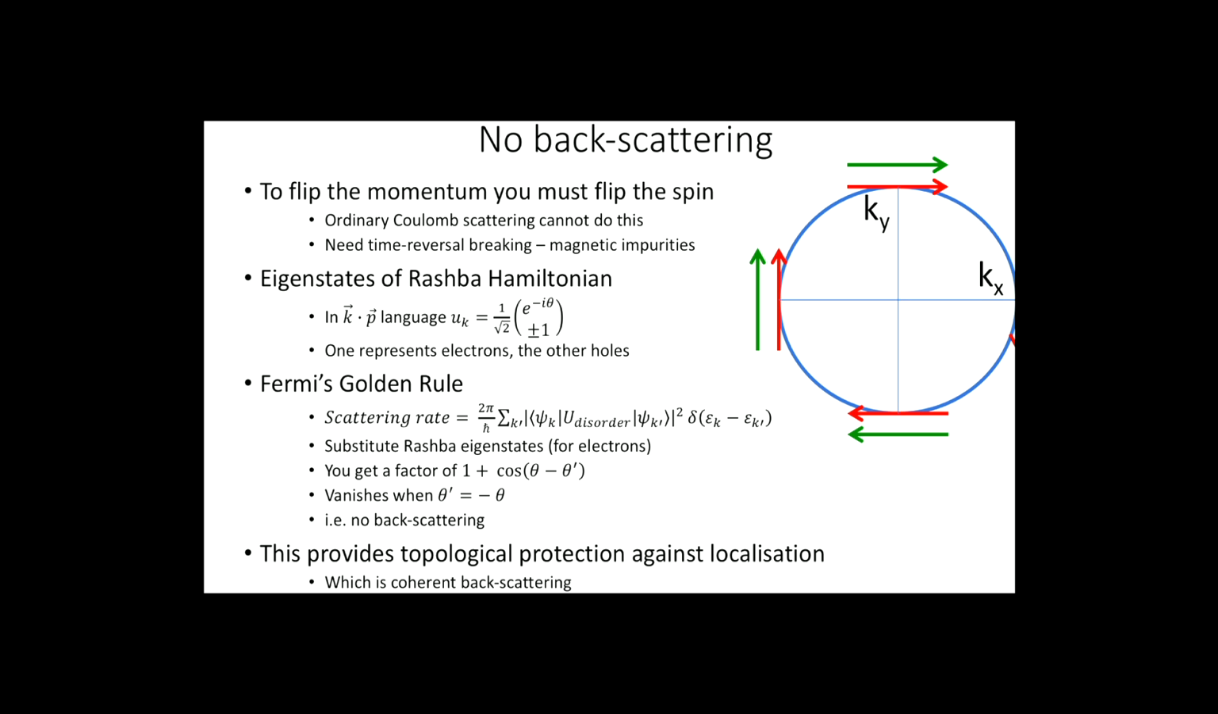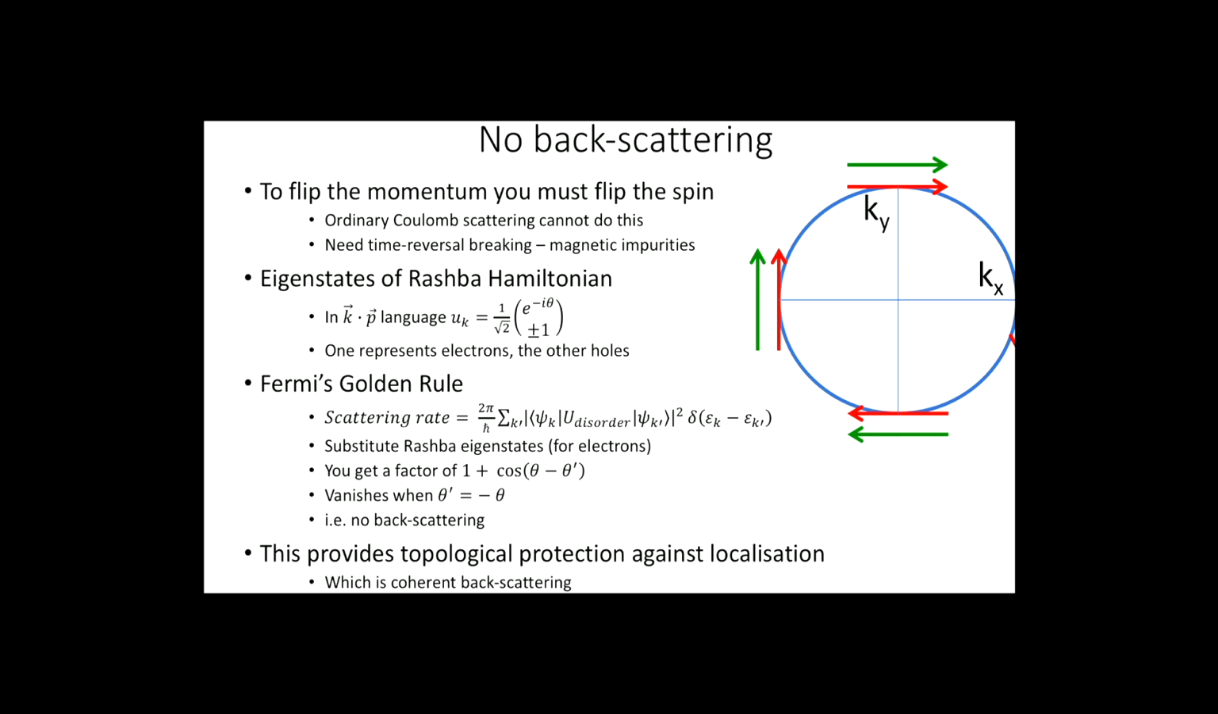So what happens if we try to backscatter in a system like this? Suppose I'm here, right, and I want to backscatter to this point. What must happen to the spin in order for this to happen? Right? The spin must flip. And in order to flip the spin, I need something that breaks time reversal. So ordinary Coulomb scattering cannot do this. Roughness, short-range scattering cannot do this. Right? So this is why backscattering is prohibited.